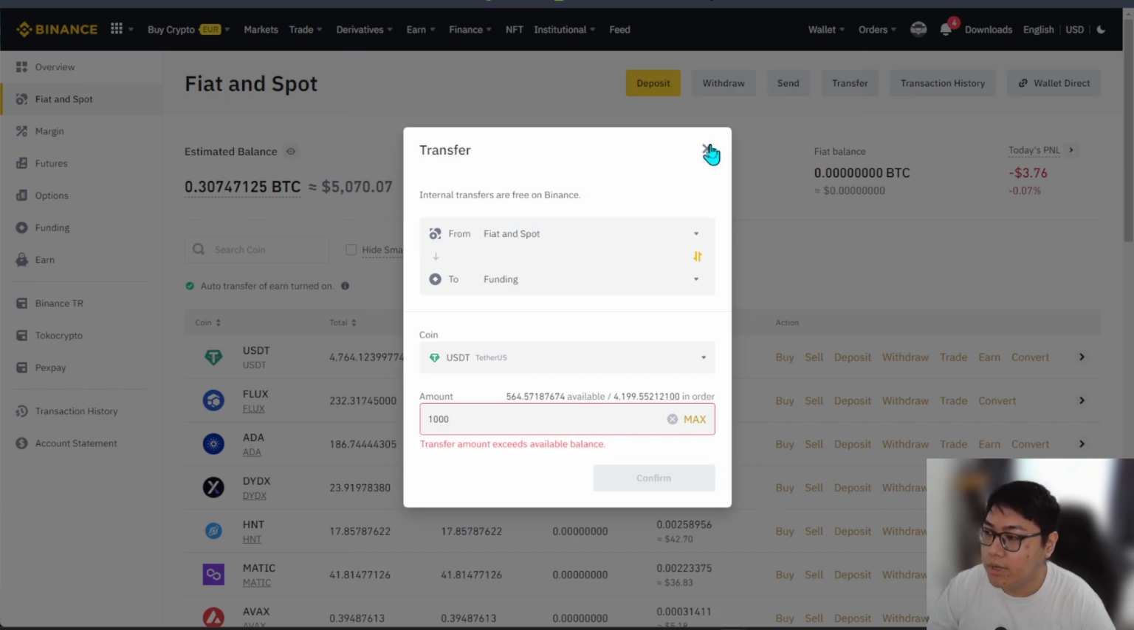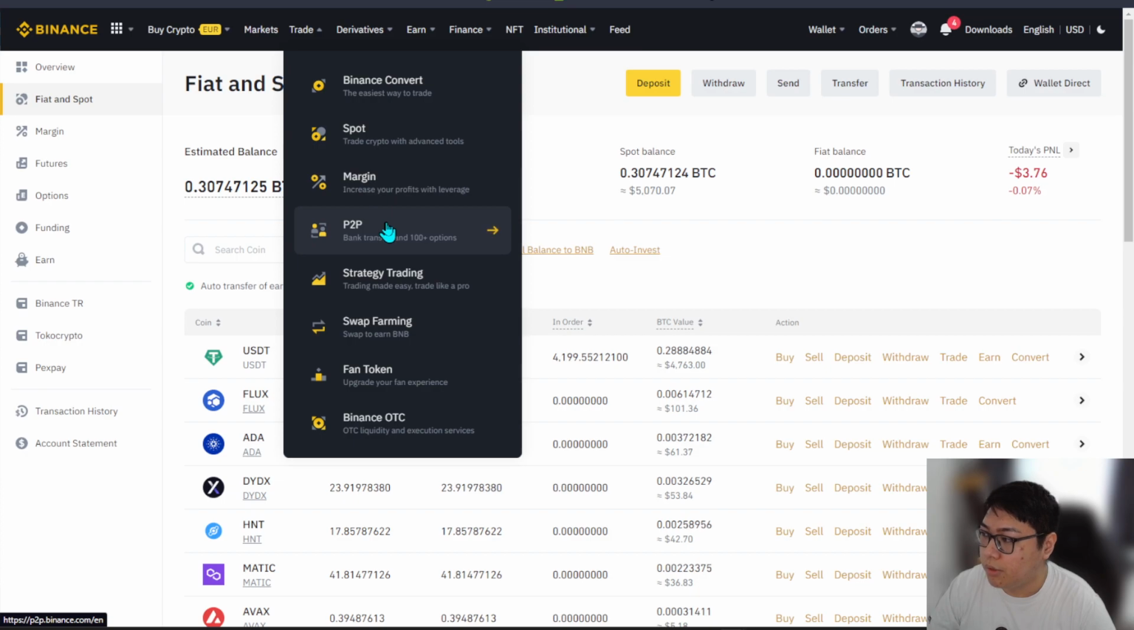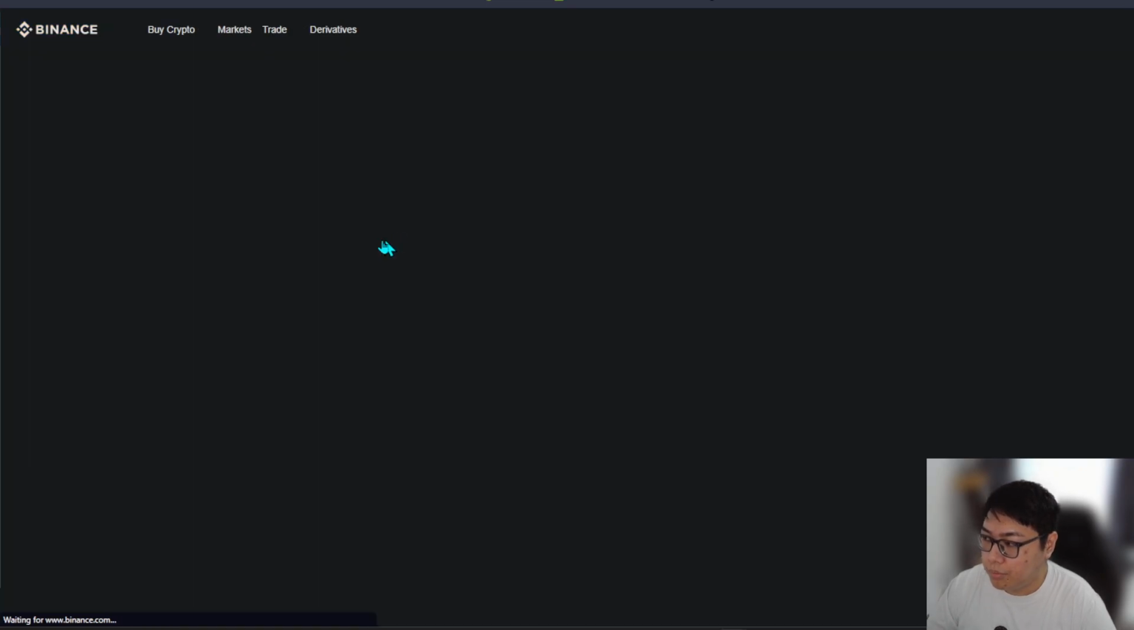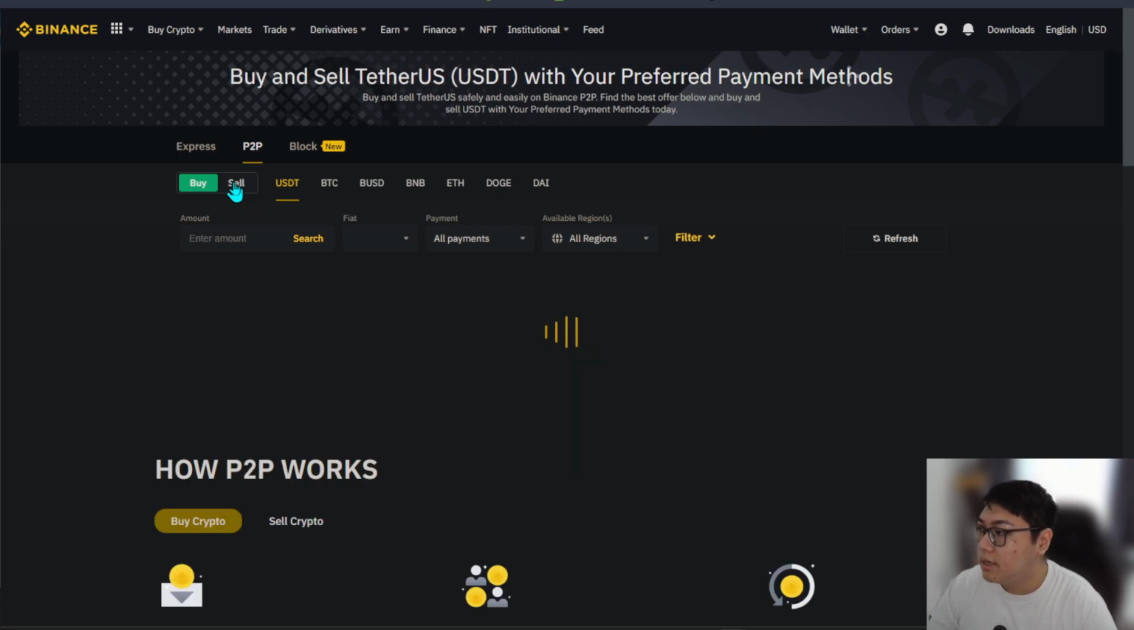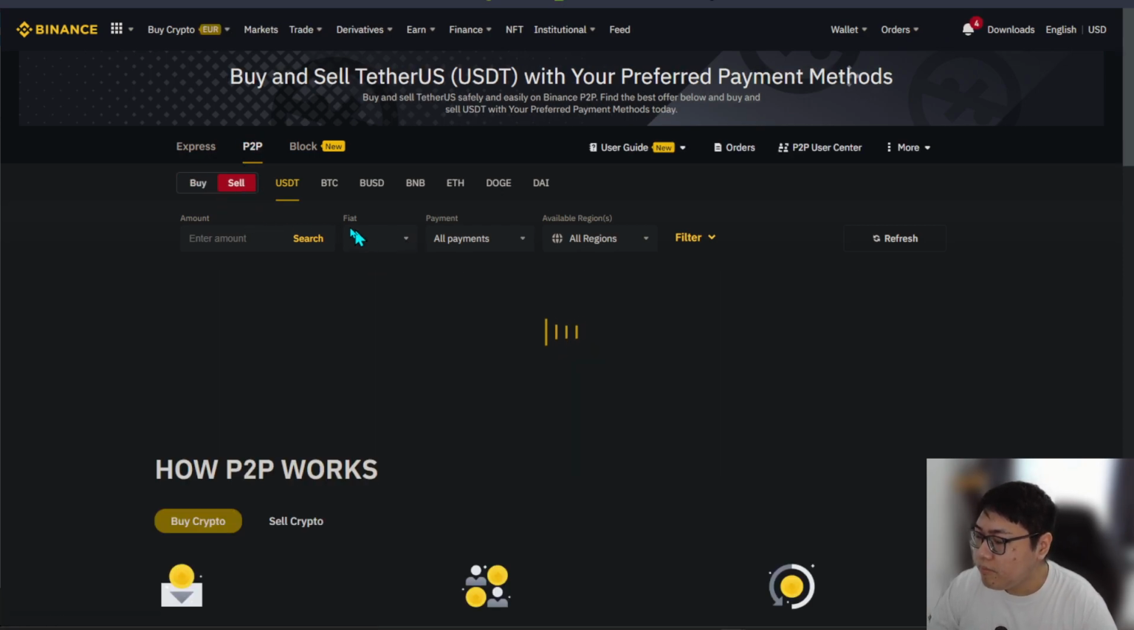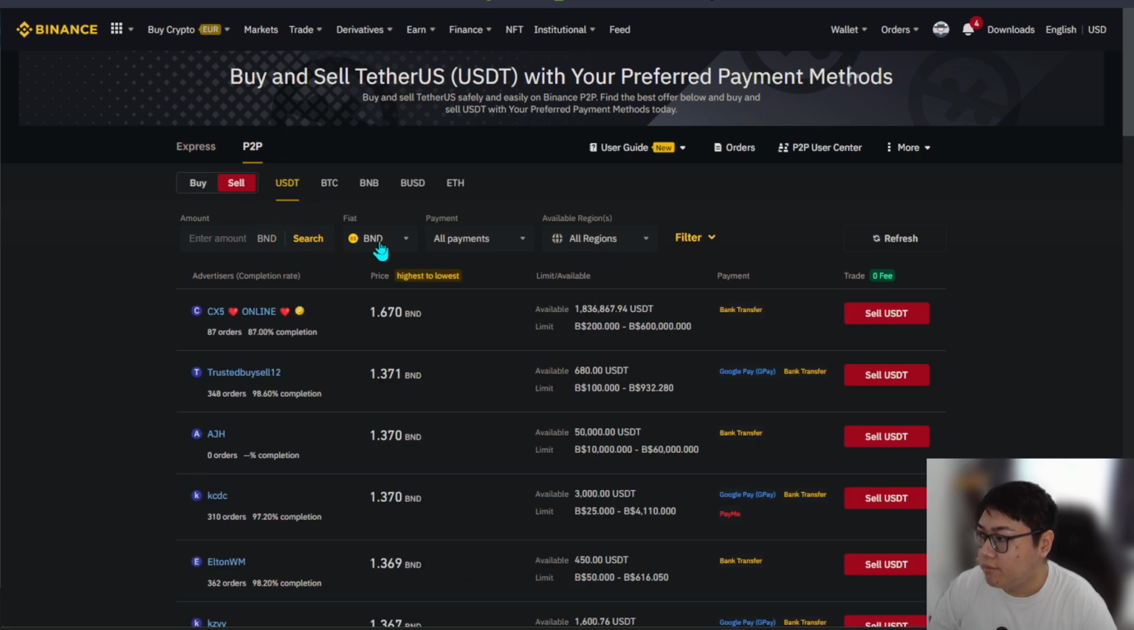Click on confirm. Once you have confirmed it, head back to your peer-to-peer. Same thing itself, head over to peer-to-peer, the P2P, click on sell, wait for it to load, sell. Okay, and after that, let's search for BND. If let's say you're not on BND, once you're on BND, you can just select the buyer, the seller that you want to sell it to, and after that, sell your US dollar and receive it in cash.